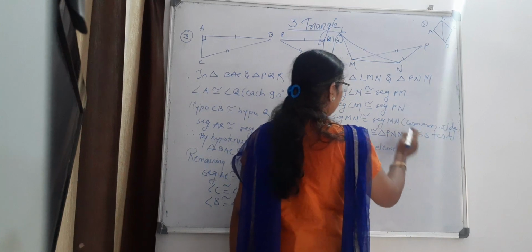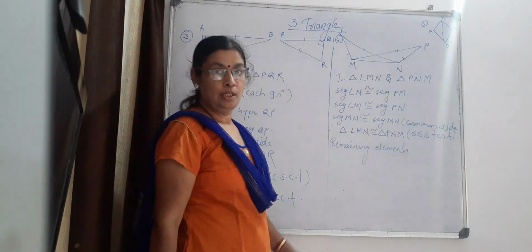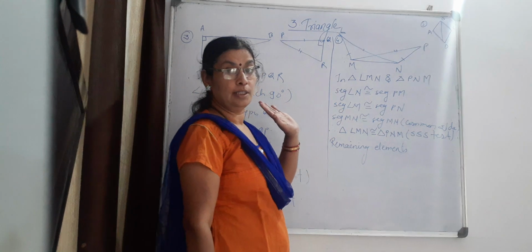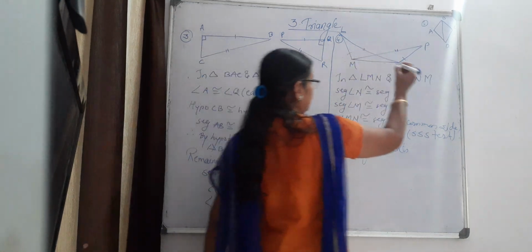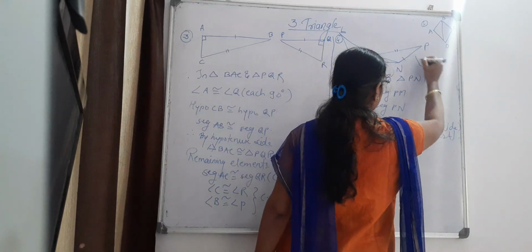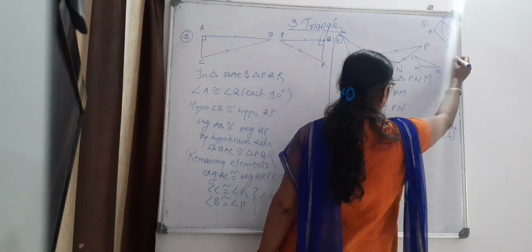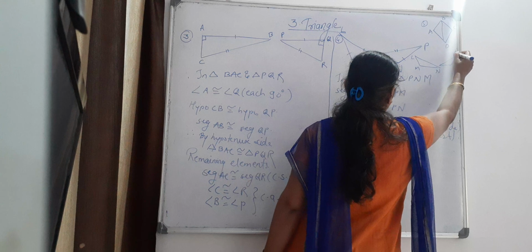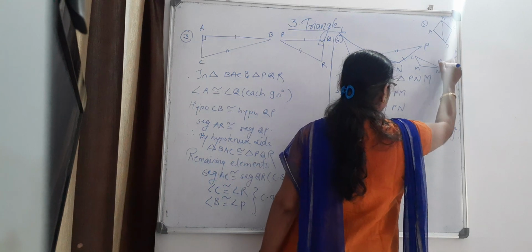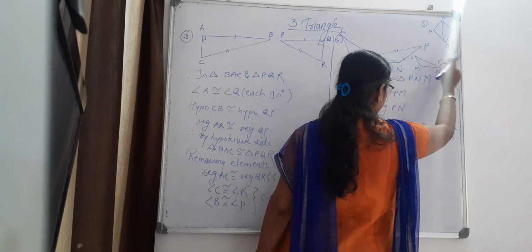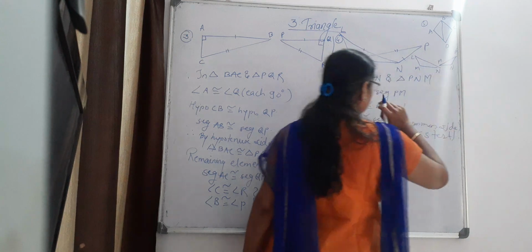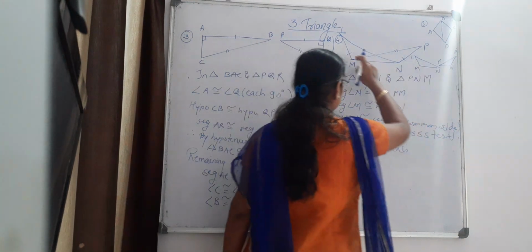Which are the remaining elements? Now all the three sides are given, so the remaining elements are all the three angles. Now see here, if we take the figure like this, it is your triangle LMN and it is your triangle PNM. So L is congruent to P, M is congruent to N, N is congruent to M. This way you have to write down the names.